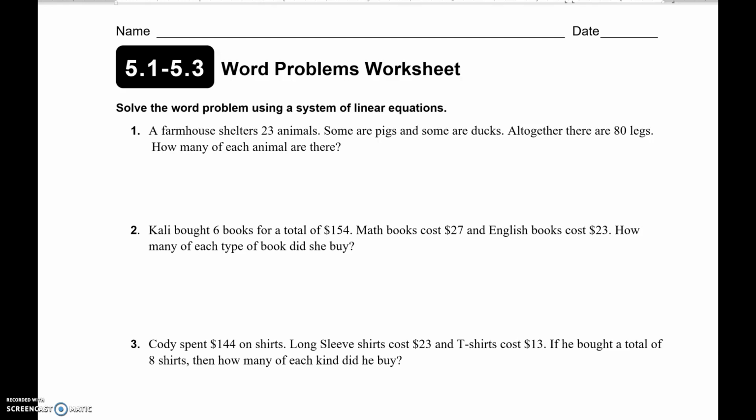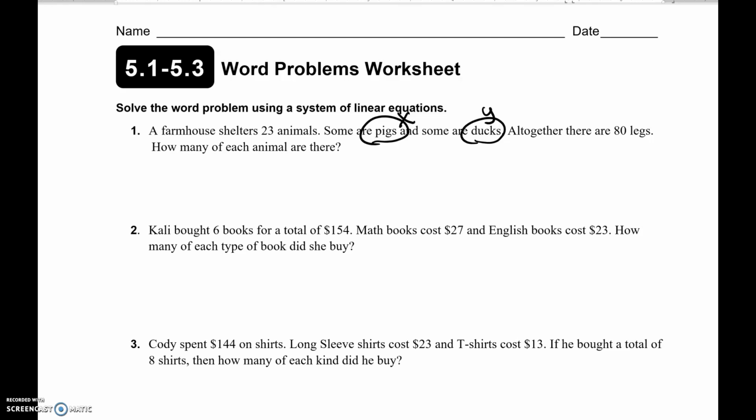Okay, so number 1 says a farmhouse shelters 23 animals. Some are pigs and some are ducks. Altogether, there are 80 legs. How many of each animal are there? So we need to think, I have pigs and I have ducks. So I have two different kinds of animals there. So let's make pigs our x's and ducks our y's.